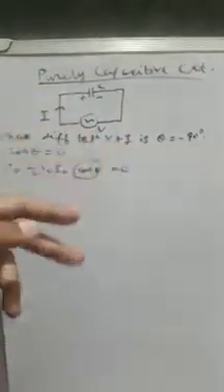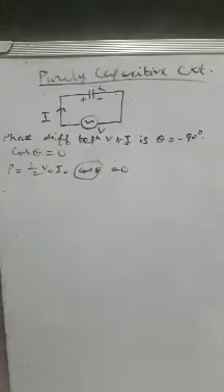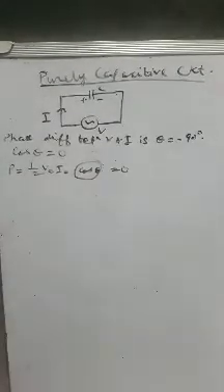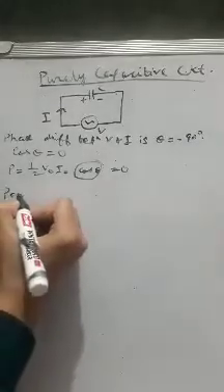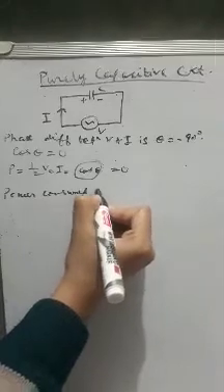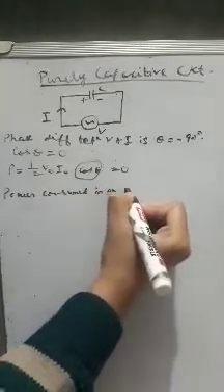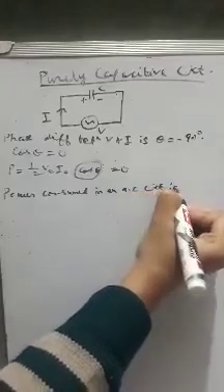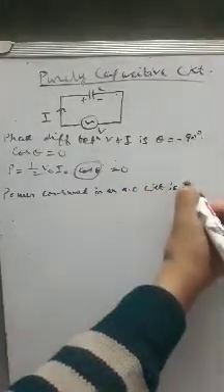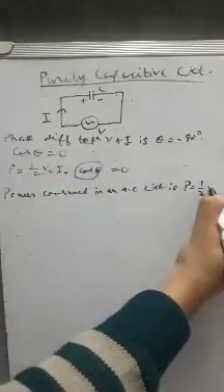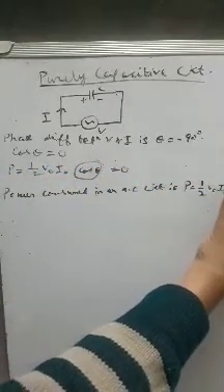First what we are doing. First we have to write the general equation for the power consumed in an AC circuit. I'm writing it here. The general equation for the power consumed in an AC circuit is P equals half V naught I naught cos theta.